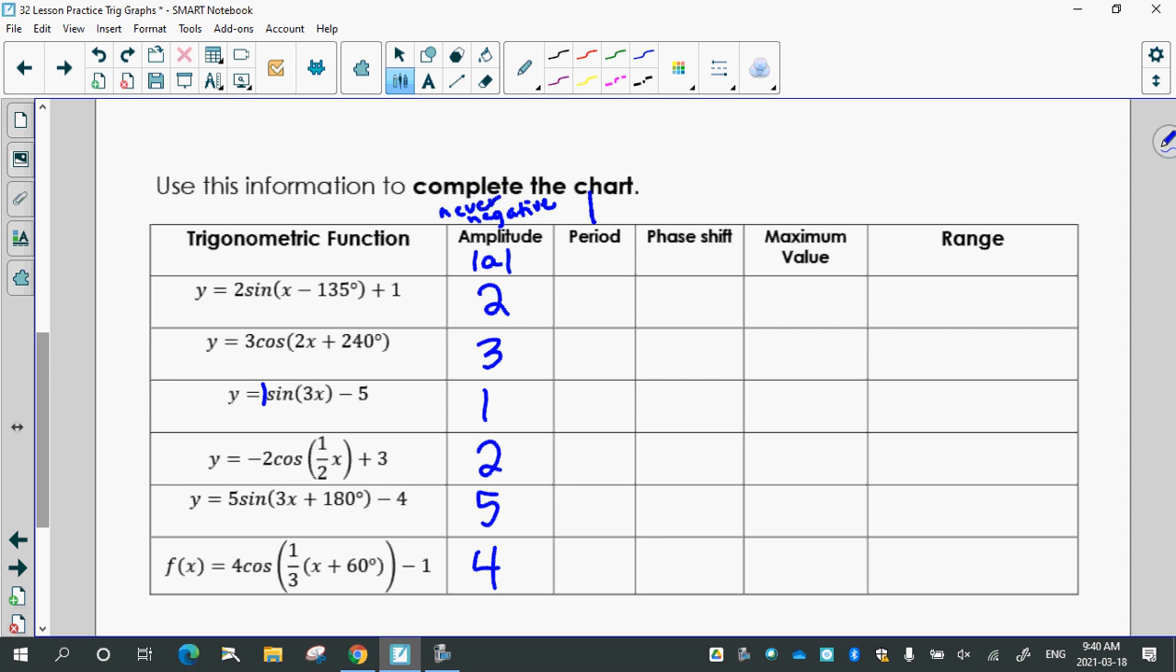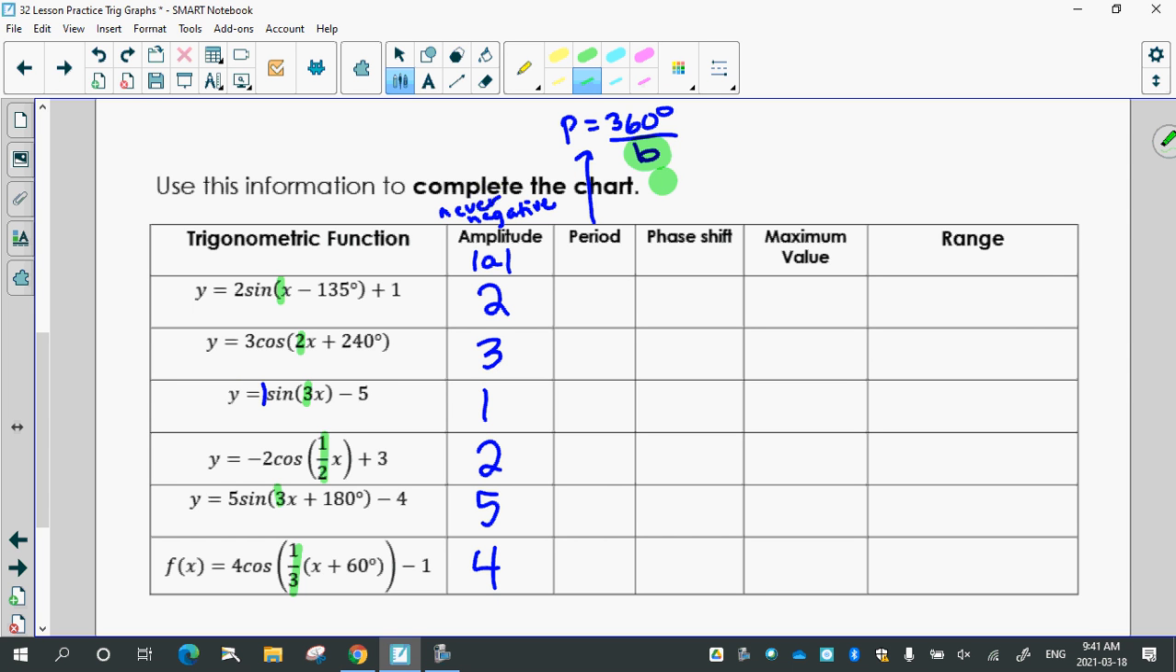Period. Remember you have to use that formula. Period equals 360 degrees divided by the B value. So I'm just going to highlight the B values. So here it's 1. I should use the skinnier one. There's a 1 there for B, 2 for B, 3 for B, a half for B, 3 for B, and a third for B.